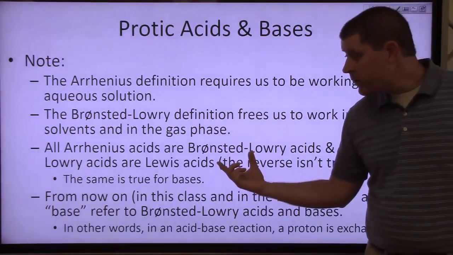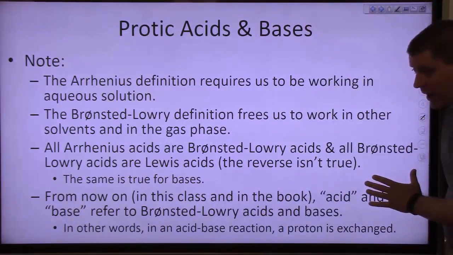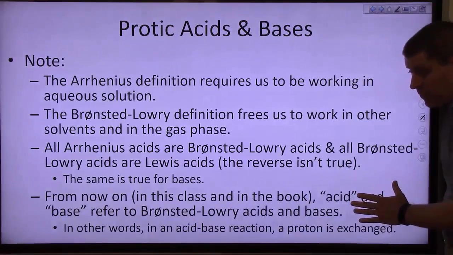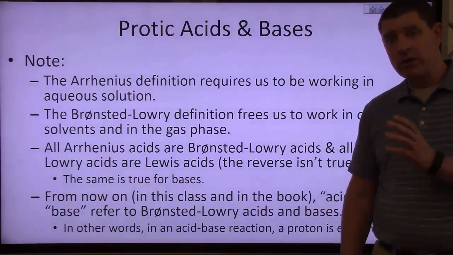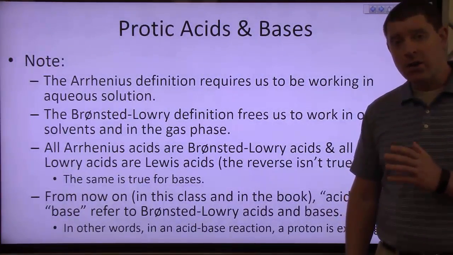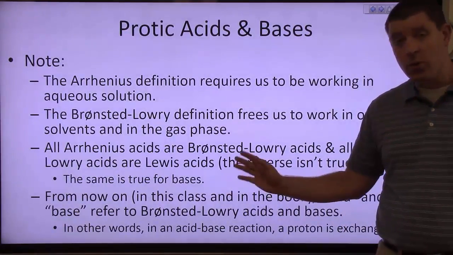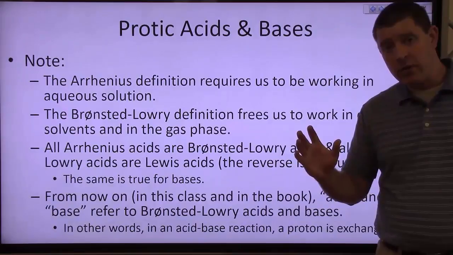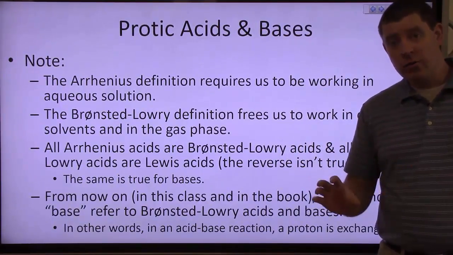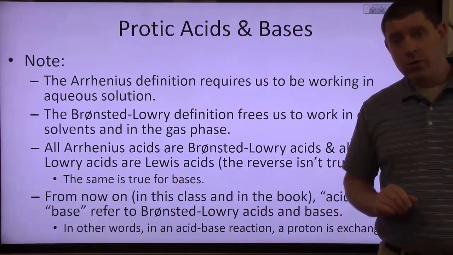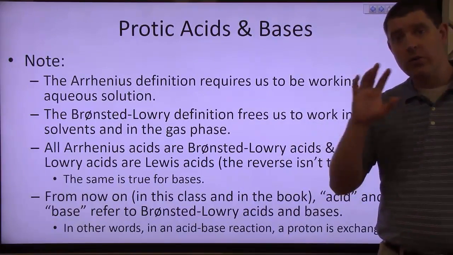Now, all Arrhenius acids are, by definition, Bronsted-Lowry acids, and all Bronsted-Lowry acids are, by definition, Lewis acids, but the reverse is not true. That is, not all Lewis acids are Bronsted-Lowry acids, although some of them are, and not all Bronsted-Lowry acids are Arrhenius acids, although some of them are. Now, the same is true for bases. All Arrhenius bases are Bronsted-Lowry bases, and all Bronsted-Lowry bases are Lewis bases, but the reverse is not true. So not all Lewis bases are Bronsted-Lowry bases, and not all Bronsted-Lowry bases are Arrhenius bases.